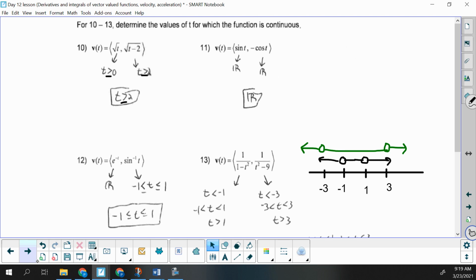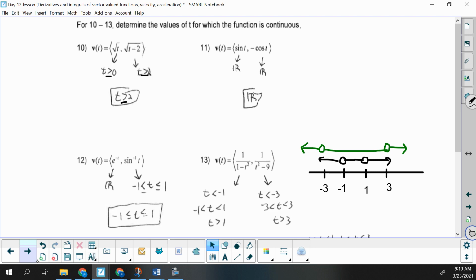Continuous, similar idea to domain, the overlap of where they are continuous. So our first one is continuous when t is greater than or equal to 0. Second one, t is greater than or equal to 2, so the overlap of that would be when t is greater than or equal to 2. In 11, sine and cos are both good everywhere. In 12, first part, all real numbers, it's continuous.